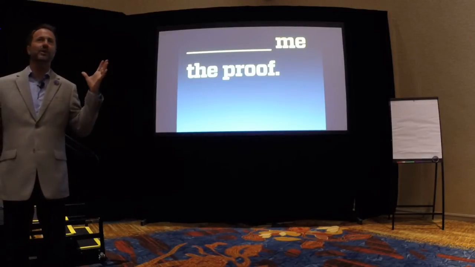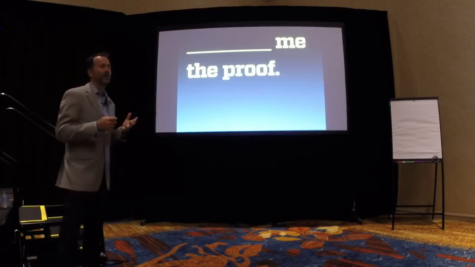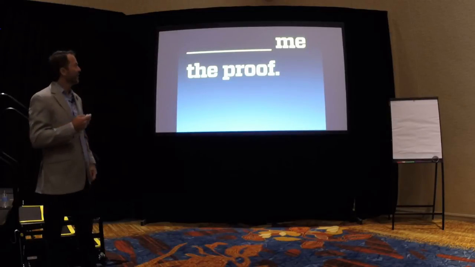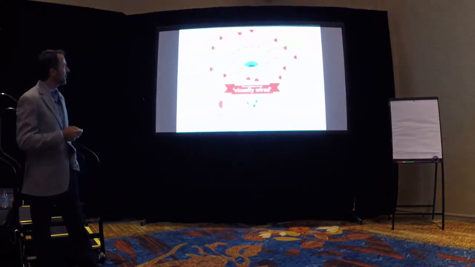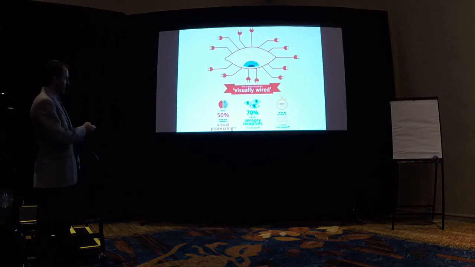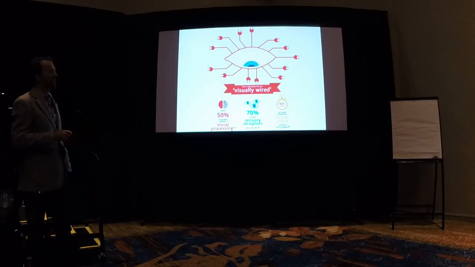So visual communication is king. It's a great way to demonstrate authenticity, veracity, and that you know what you're talking about. And we know this because 50% of your brain is involved with visual processing. 70% of sensory receptors are in your eyes, and we really get a sense of a visual scene in less than 1/10 of a second.